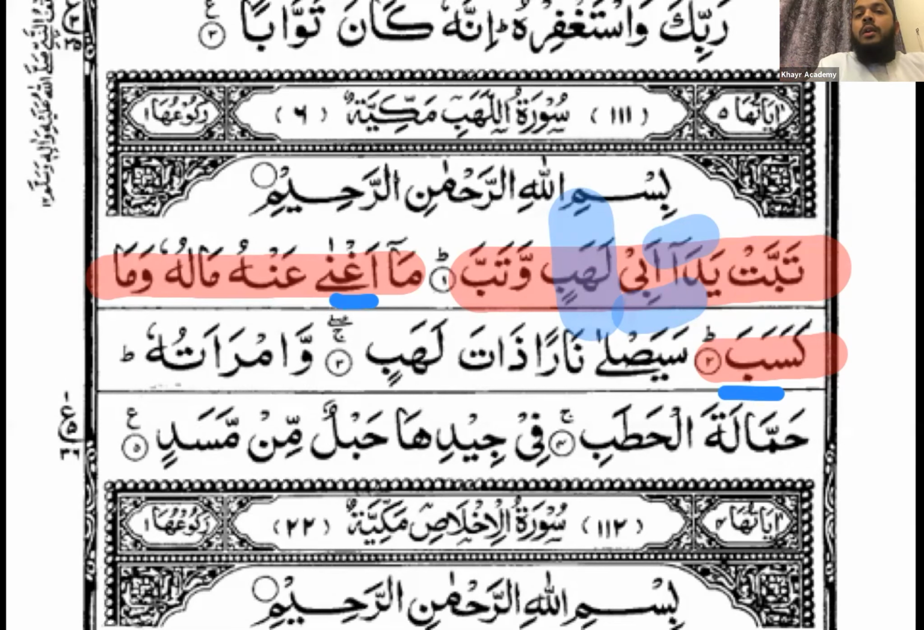Anhu maluhu. Remember the ha. It's got an upside down dhamma, so we have to make it long. It's not a normal dhamma. وَمَا كَسَبَ. The bar, I've put a blue mark on it to say that when you stop on this bar, it becomes a sakin. And what do we do on a bar with a sakin? قلقلة. Qalqala, perfect.